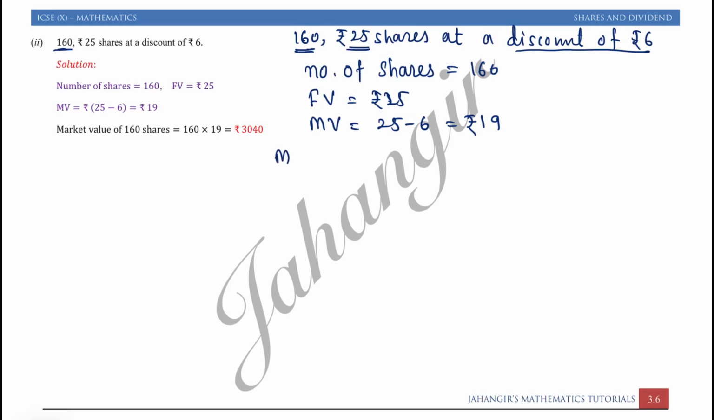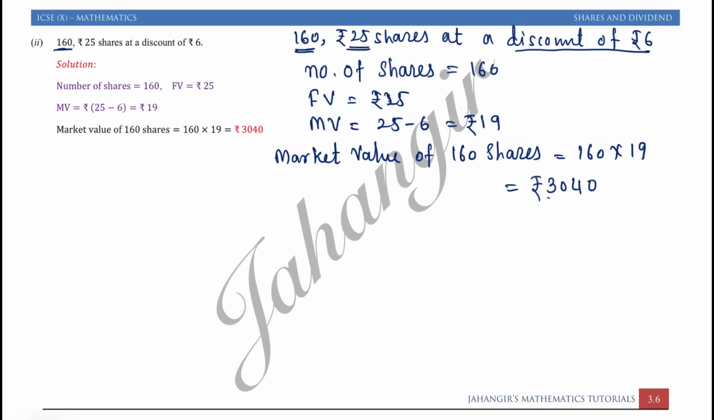So I will write market value of 160 shares is equal to 160 into 19. Multiply both of them, you will get 3040 rupees. Hope this is clear. This much amount is used to buy 160 shares each of rupees 19.